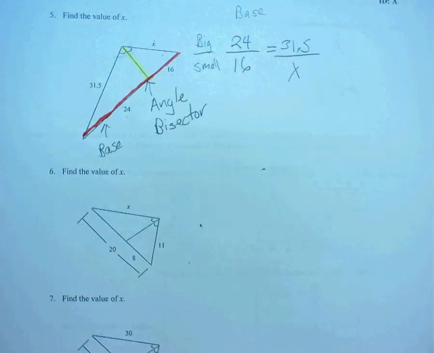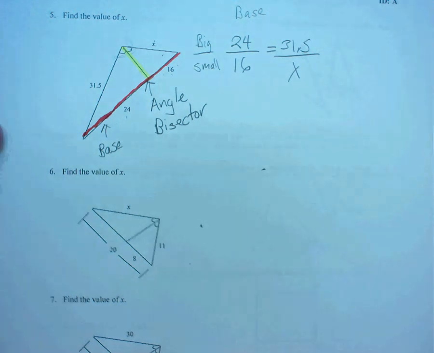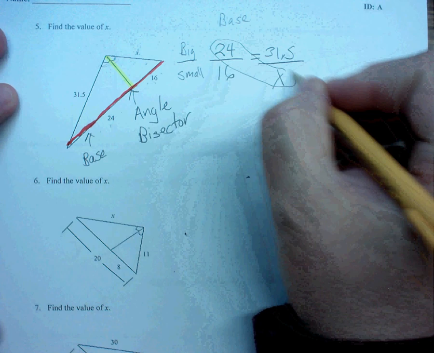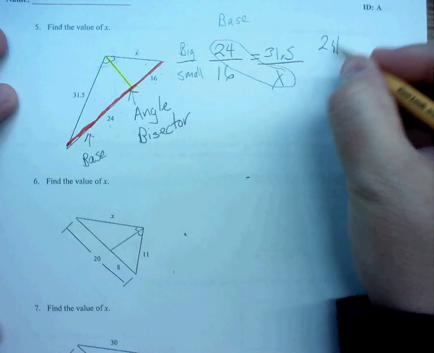Now, if you don't set it up right, you won't get the right answer. Does that make sense? So anyways, we solved this just like all of our other problems. We're going to cross multiply 24.